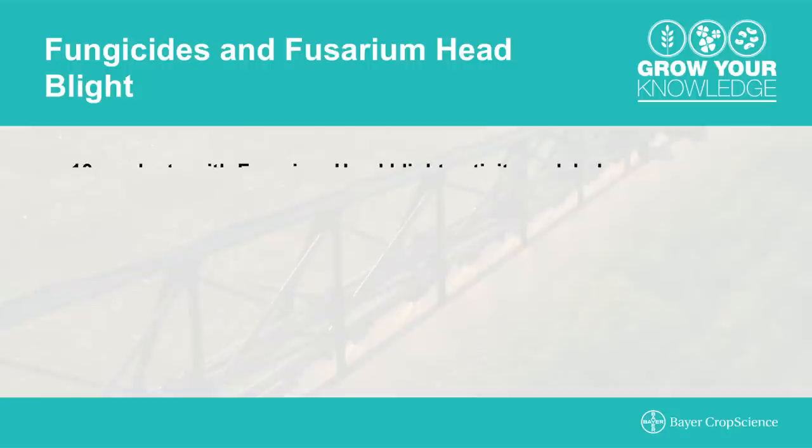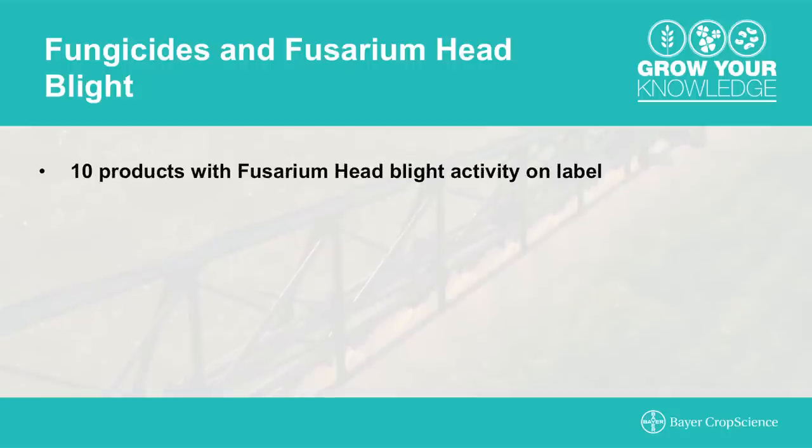So let's look at the different fungicide options that growers have on the prairies today. Currently, right now, there are 10 products on the market that have product label claims of activity on Fusarium head blight.